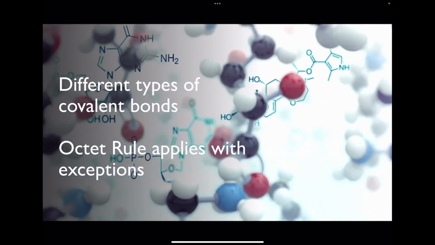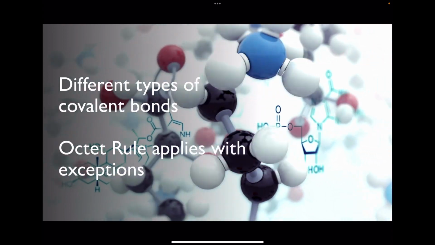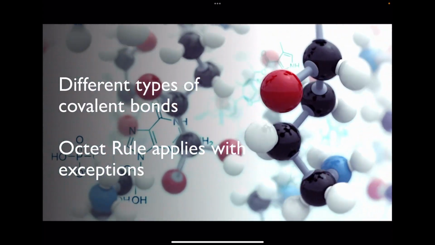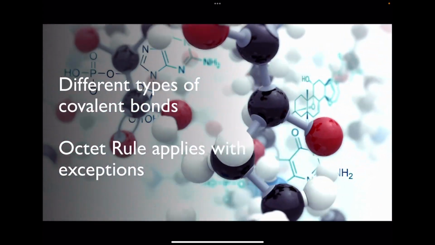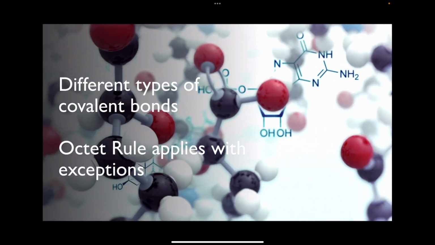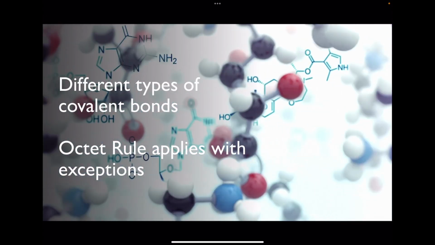For example, a hydrogen atom will only need 2 electrons in its outer shell to form a stable arrangement. The transition metals and radicals don't really follow the octet rule, and some atoms will form incomplete or expanded octets, which we will talk about later.